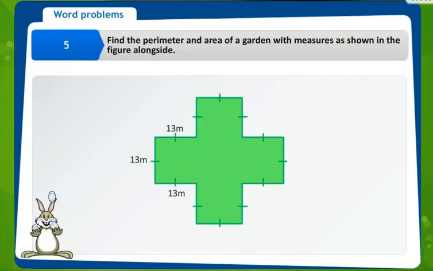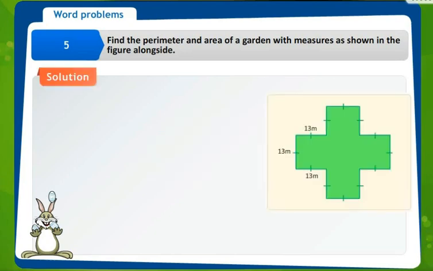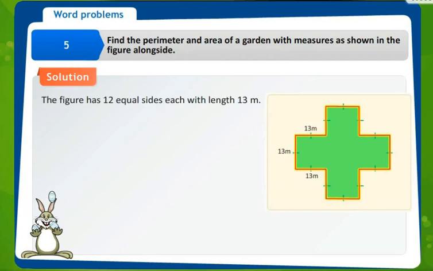Now find the perimeter and area of a garden with the measures as shown in the figure alongside. You can see in the diagram 13 meter is given as the side. Now the figure has 12 equal sides with each length 13 meter. You can see how we are getting a square.